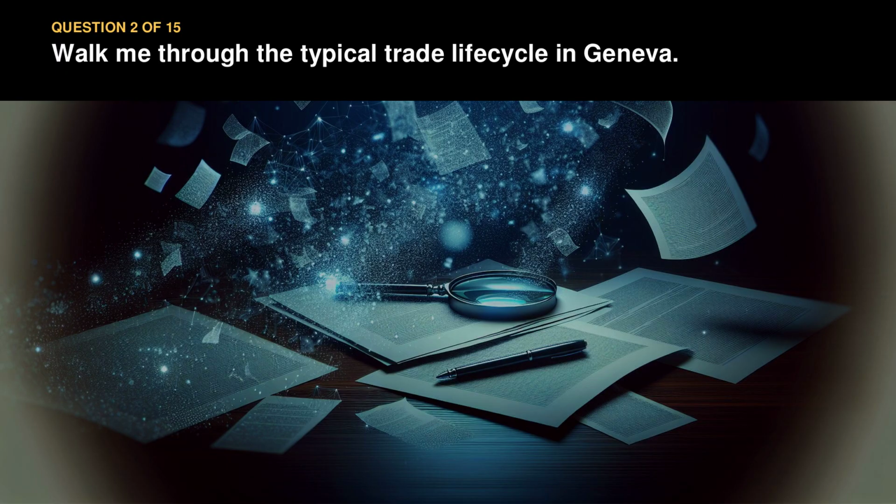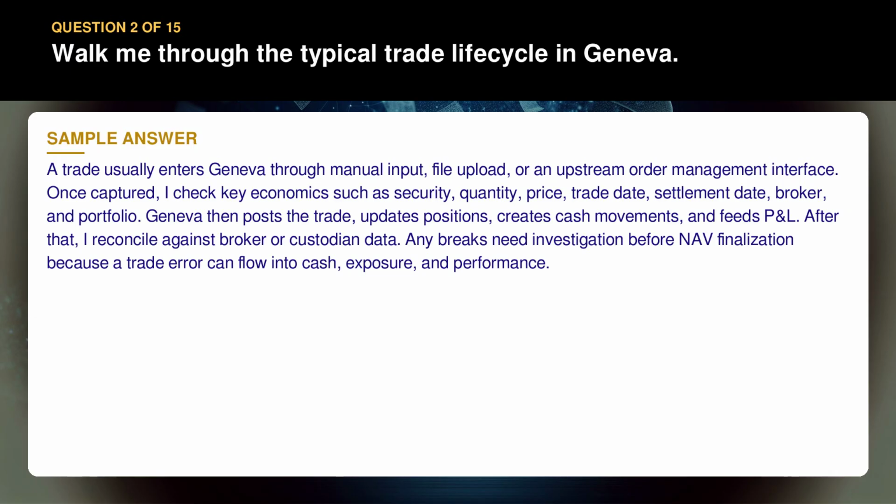Question 2. Walk me through the typical trade lifecycle in Geneva. A trade usually enters Geneva through manual input, file upload, or an upstream order management interface. Once captured, I check key economics such as security, quantity, price, trade date, settlement date, broker, and portfolio. Geneva then posts the trade, updates positions, creates cash movements, and feeds profit and loss. After that, I reconcile against broker or custodian data.